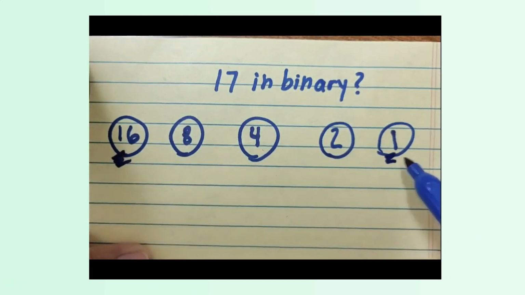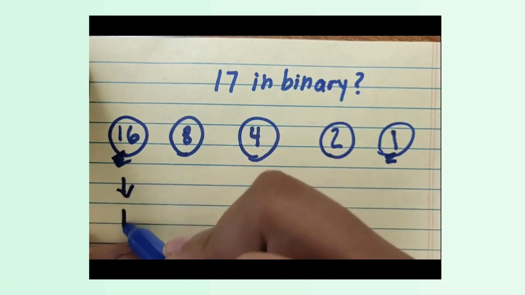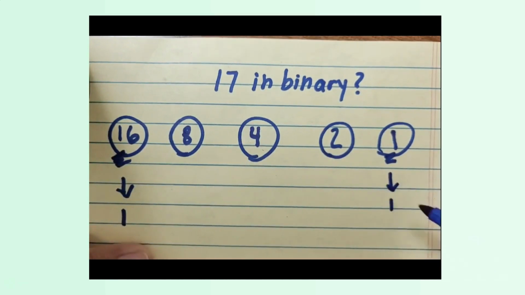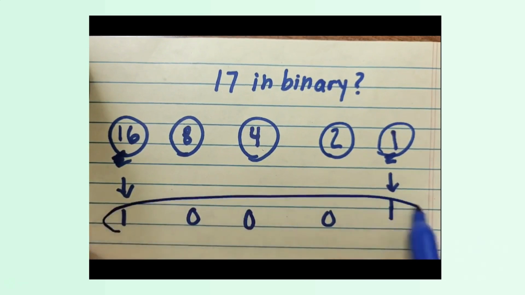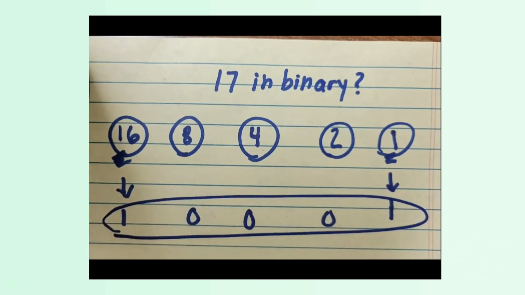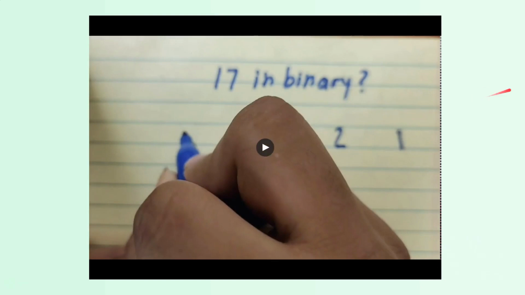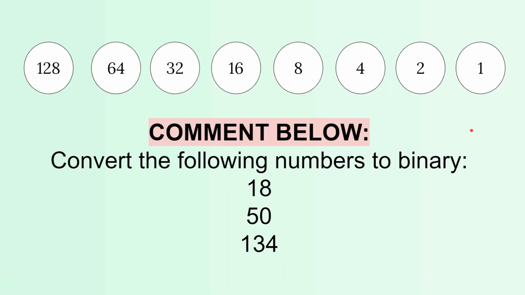To get 17, we need to turn on 16 and 1. So the 16 would be on, that's 1. And the 1 would be on, that's 1. And everything else is going to be a 0, right? So our number 17 in binary is going to be 10001. So when you have those kind of test questions, you want to just go ahead and write that out on paper.